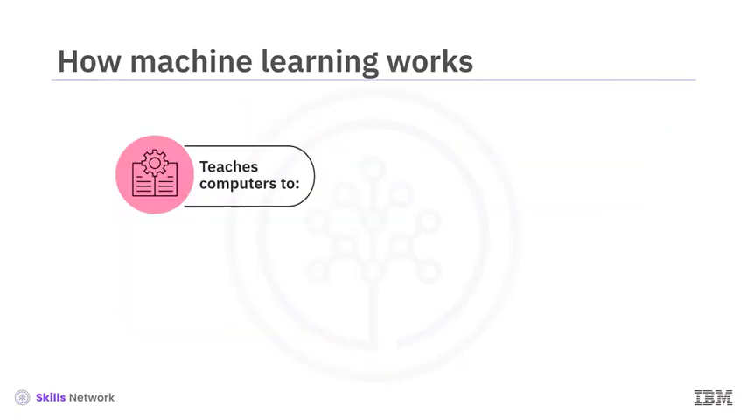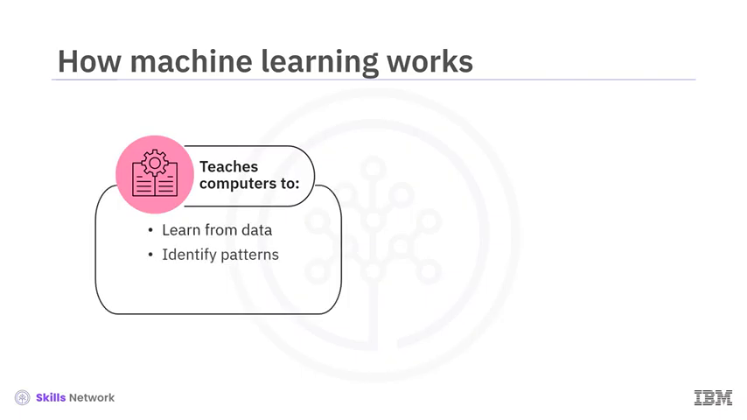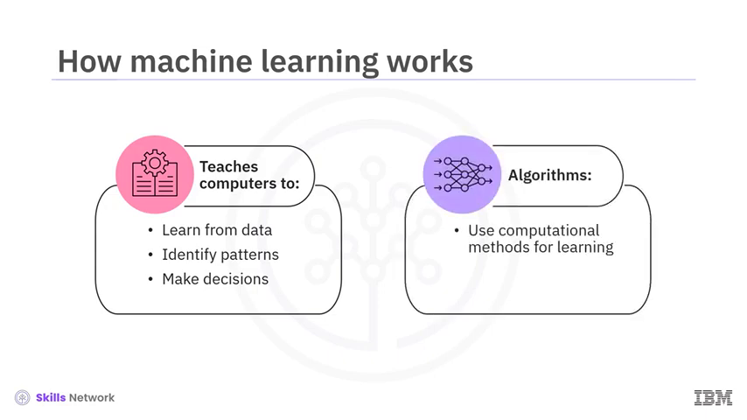Machine learning teaches computers to learn from data, identify patterns, and make decisions without receiving any explicit instructions from a human being. ML algorithms use computational methods to learn information directly from data without depending on any fixed algorithm.